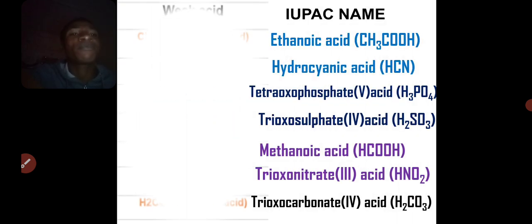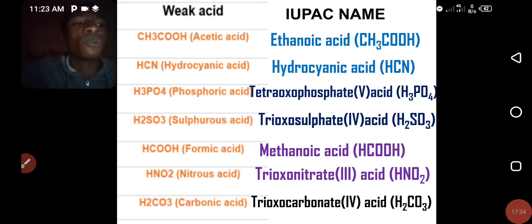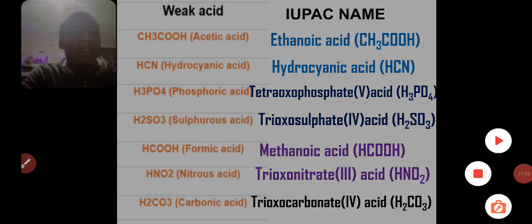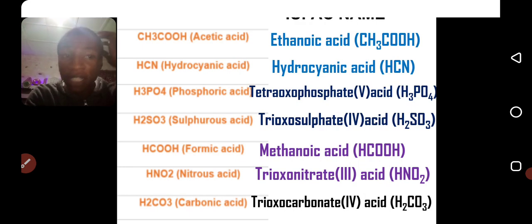Then we also have weak acids. Ethanoic acid, weak acid. Hydrocyanic acid, weak acid. Tetraoxophosphate 5 acid, H3PO4. Trioxosulfate 4 acid, H2SO3. Methanoic acid, HCOOH. Dioxonitrate 3 acid, HNO2. Trioxocarbonate 4 acid, H2CO3. So they are examples of weak acids that you should note. H2CO3, trioxocarbonate 4 acid. They are all weak acids.